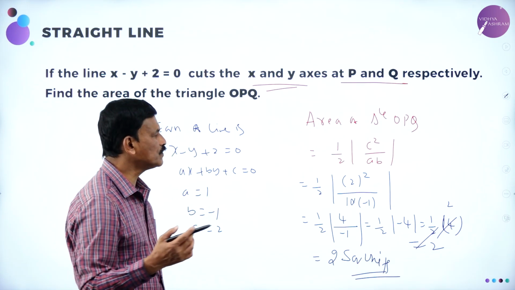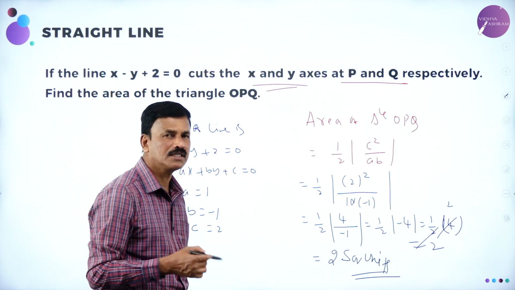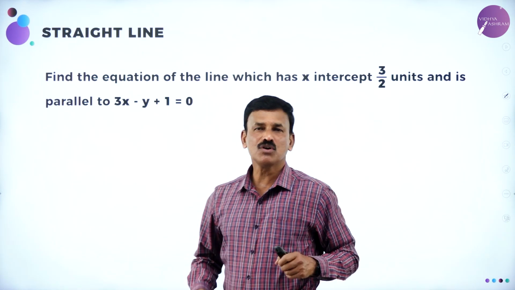So what is the formula? Half into C square divided by AB under mod. That's it. Okay. Now move on to the next problem.